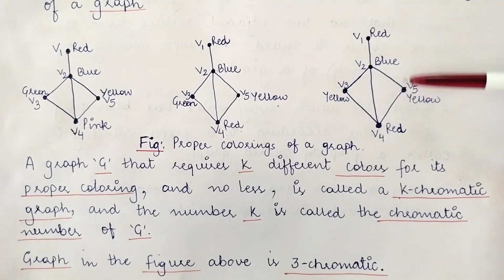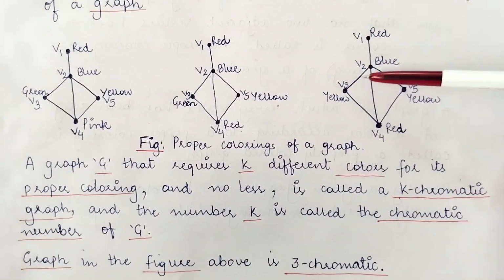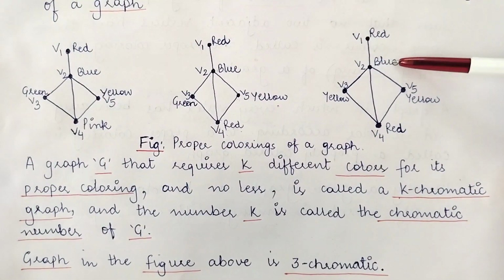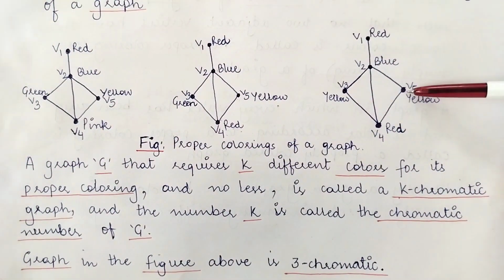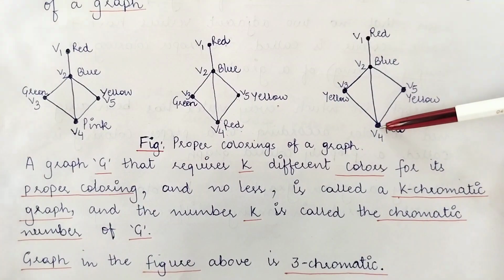Now V3 and V5 are adjacent to V2, hence both V3 and V5 cannot have the same color as V2. But V3 and V5 are not adjacent, so they can have the same color. So we cannot assign V3 or V5 color blue. Other than that, we can assign it any other color. So we have given vertex V3 yellow, and V5 can also be given the same color yellow, because V3 and V5 are non-adjacent vertices. Now moving on to vertex V4.